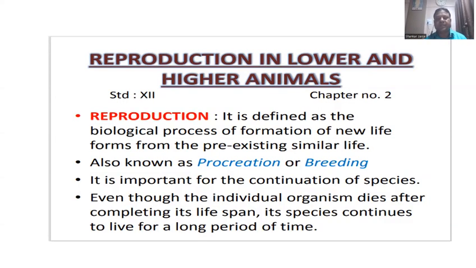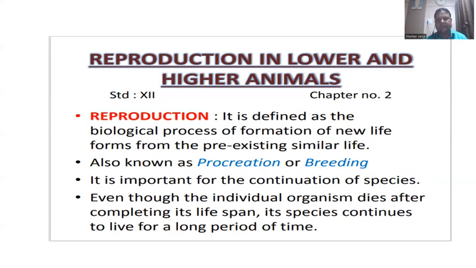Yes, dear student, now see the topic we are going to start. Reproduction in lower and higher animals. This topic is the second topic and its weightage is 6 marks with option, and without option it is 8 marks. First of all, we will discuss the definition of reproduction.